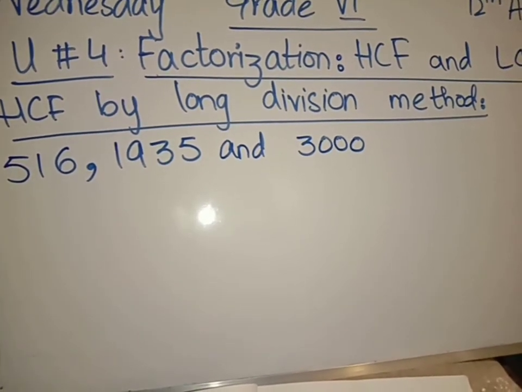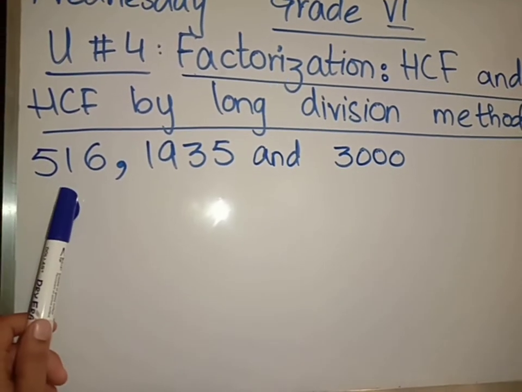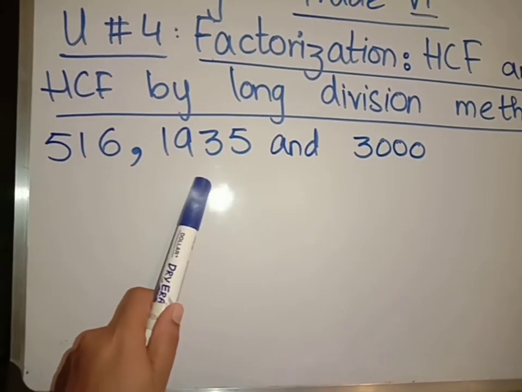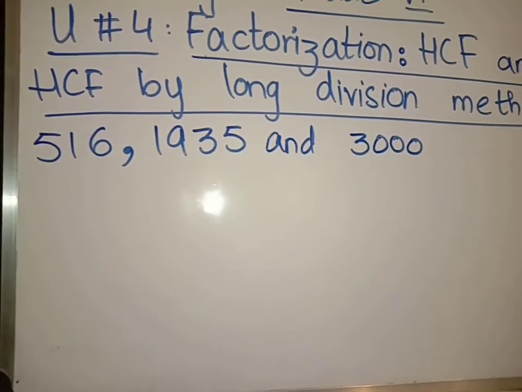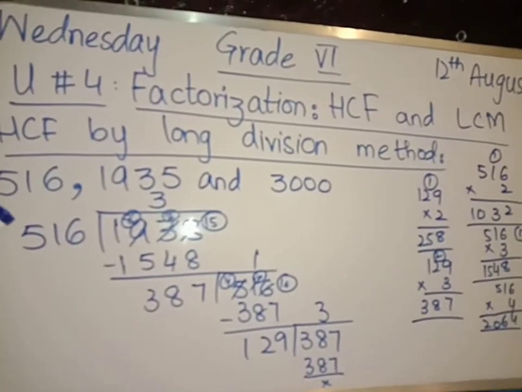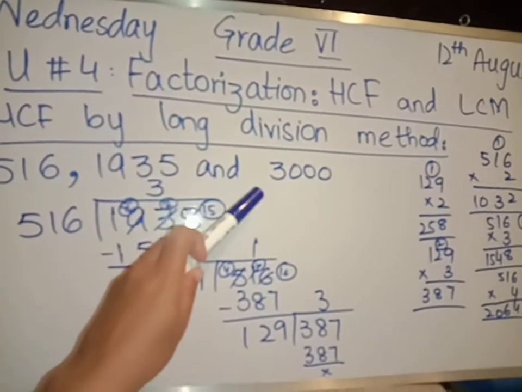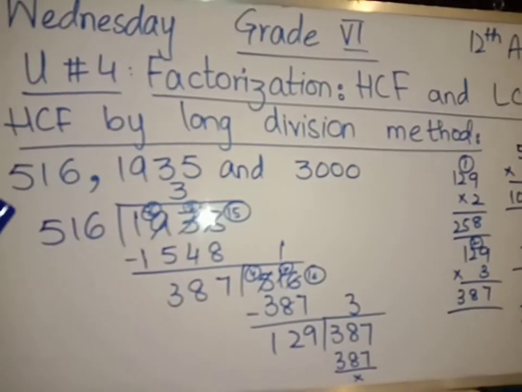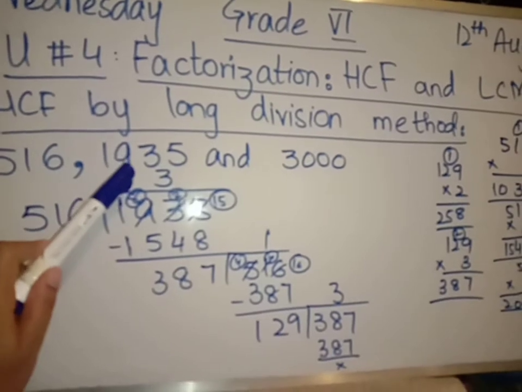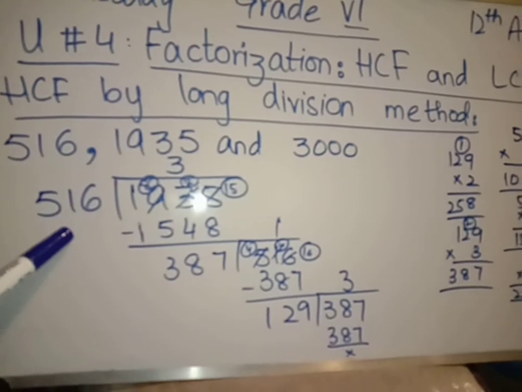How can we find HCF by long division method? You have to just find out the dividend of least number and the middle term. Understand? I am solving this for you. You have to just follow the steps. In this example of HCF by long division method, we have three terms: 516, 1935 and 3000. You have to first of all find the division of least number and the middle term. The greater number will be inside the root and the smaller one will be outside.